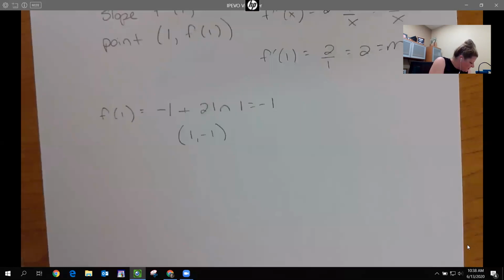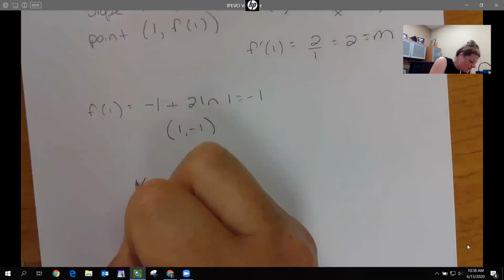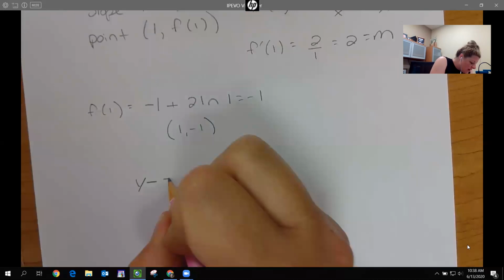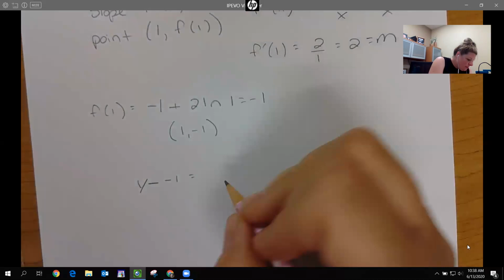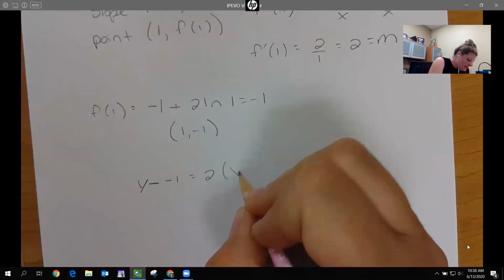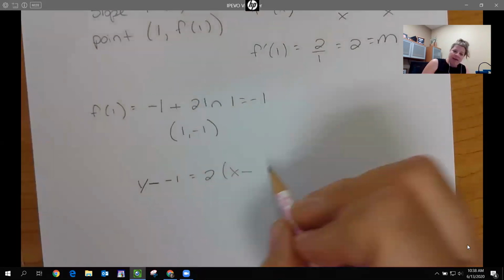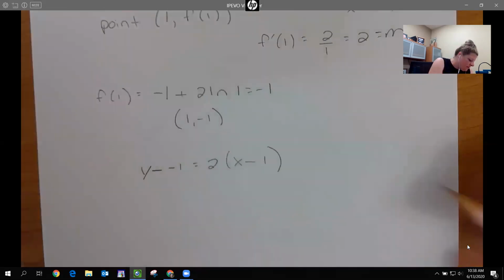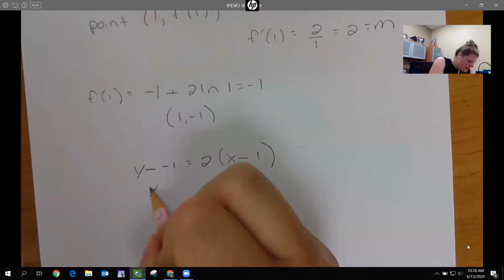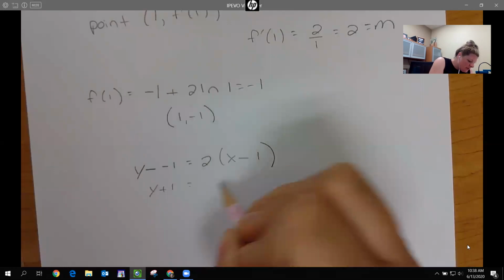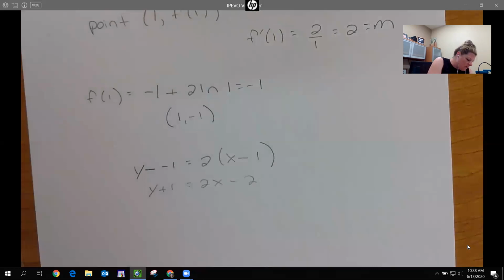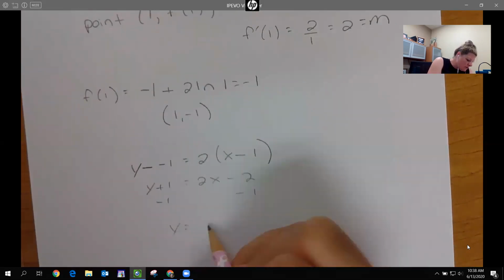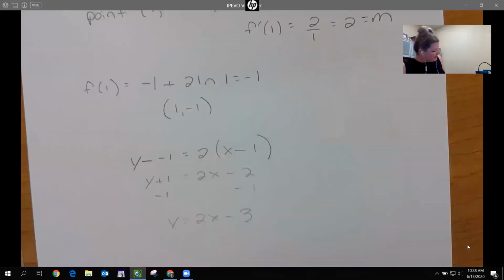So then we say y minus y, which is -1, equals slope of 2 times x minus x. Okay, done. Got our equation, but let's simplify. This would be y plus 1 equals 2 times x is 2x. 2 times 1 is 2. Okay, and then we subtract the 1 over, and I'd have y equals 2x minus 3. And that's my equation of my line in slope-intercept form.